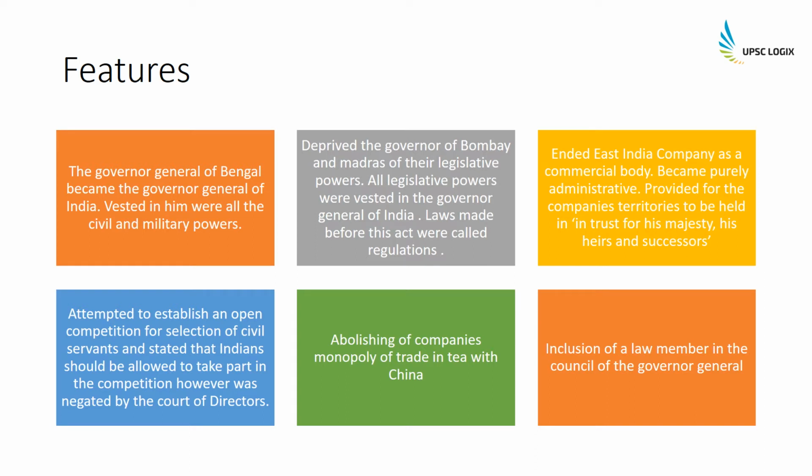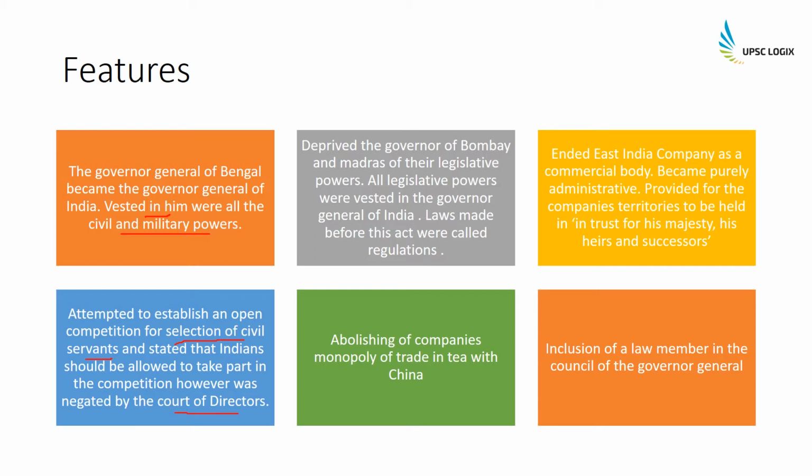Number one feature was the Governor General of Bengal became the Governor General of India, and all the civil and military powers were vested in him. Number two feature was that it attempted to establish an open competition for selection of civil servants and stated that Indians should be allowed to take part in the competition. However, this was negated by the Court of Directors.